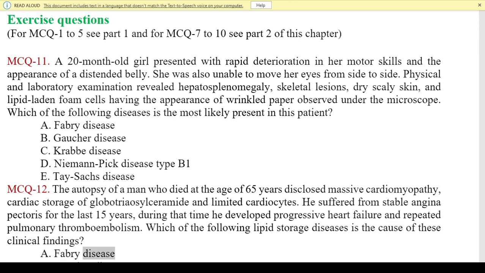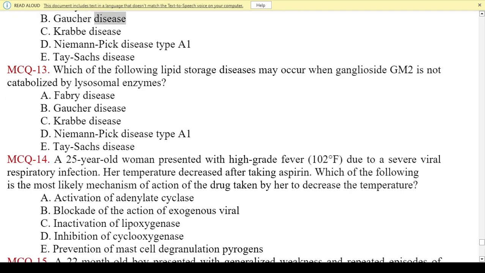A. Fabry disease. B. Gaucher disease. C. Krabbe disease. D. Niemann-Pick disease type A1. E. Tay-Sachs disease. MCQ 13. Which of the following lipid storage diseases may occur when ganglioside GM2 is not catabolized by lysosomal enzymes?